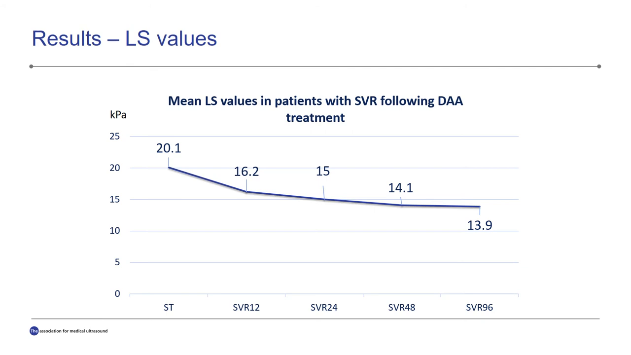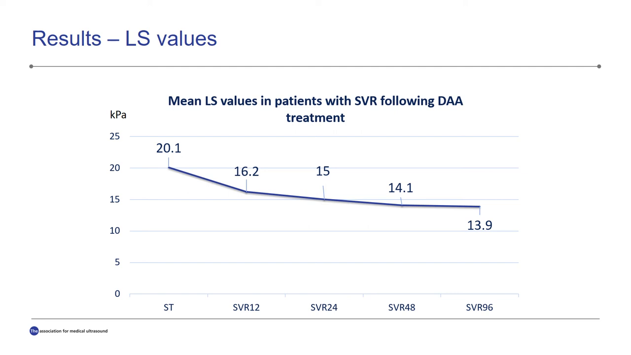In this chart, you have a better representation of the decrease of the value. We can see that we start here, we are at SVR12 here, then we have SVR24, we continue to decrease at SVR48, and finally we have this decrease 96 weeks after the end of the treatment. We can see that the main decrease of the value is from the start of the treatment to SVR12, in a period of 24 weeks, because we have the end of treatment somewhere here.